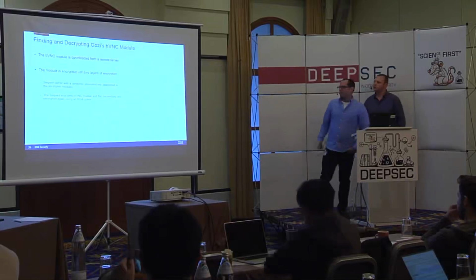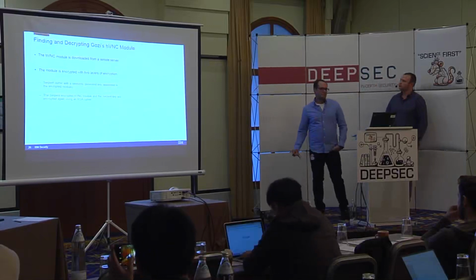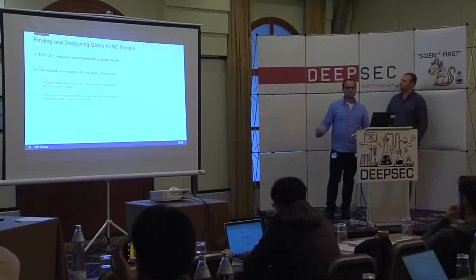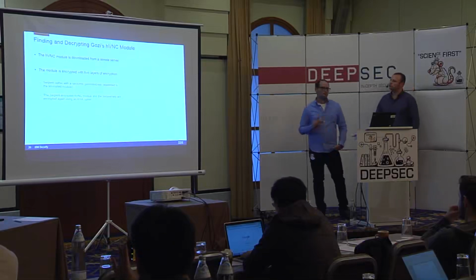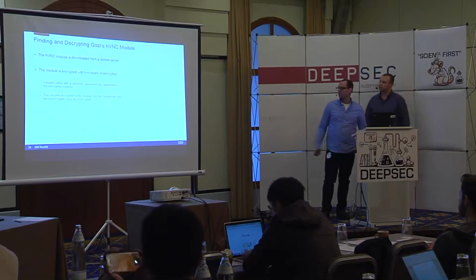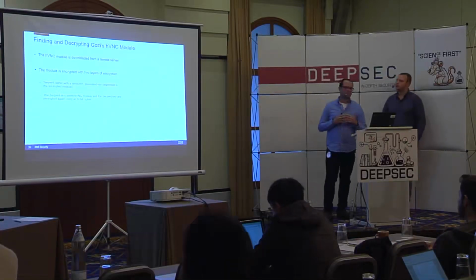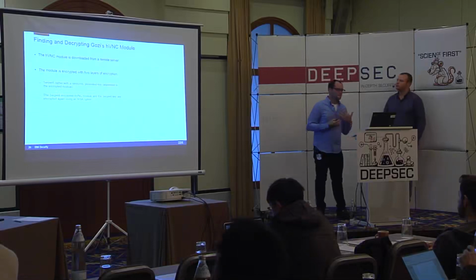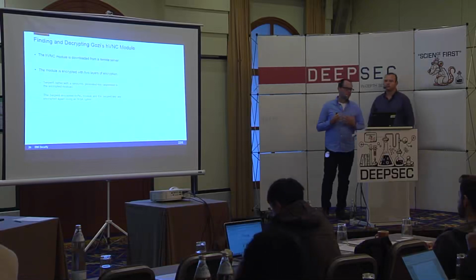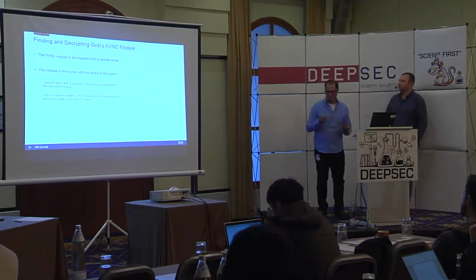A little bit about how we found and decrypted the GOZI hVNC module. In general, the hVNC module is downloaded from a remote server. The module is then encrypted with two layers. The first one is a Serpent cipher with a randomly generated key that is appended to the encrypted module. And the second one is that the Serpent-encrypted hVNC module and the Serpent key are encrypted again using an RSA cipher.